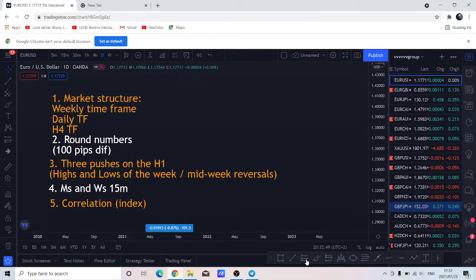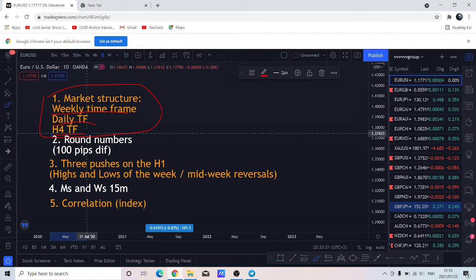Okay, so the number one thing that I'm looking for whenever I start trading is I look at the market structure from the higher time frame. So I look at the market structure from the weekly time frame, followed by the daily time frame and the H4. So I look at the key levels whereby the market reverses. Then I mark that. Some other people call it support and resistance. Some call it key levels or key zones. So those are the things that I look at whenever I start trading.